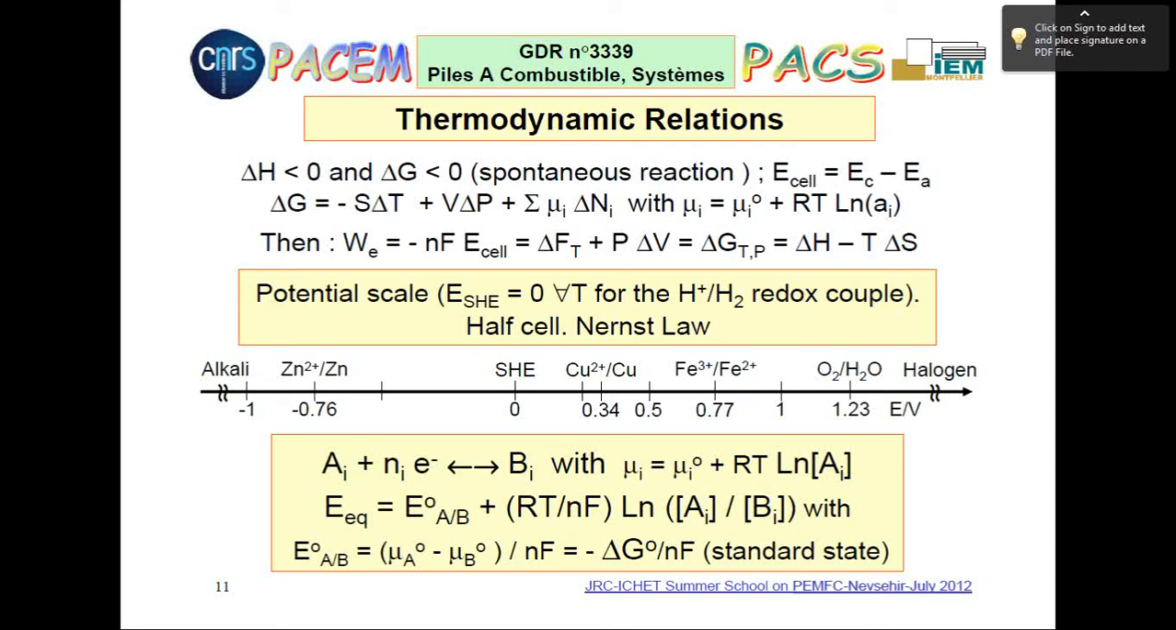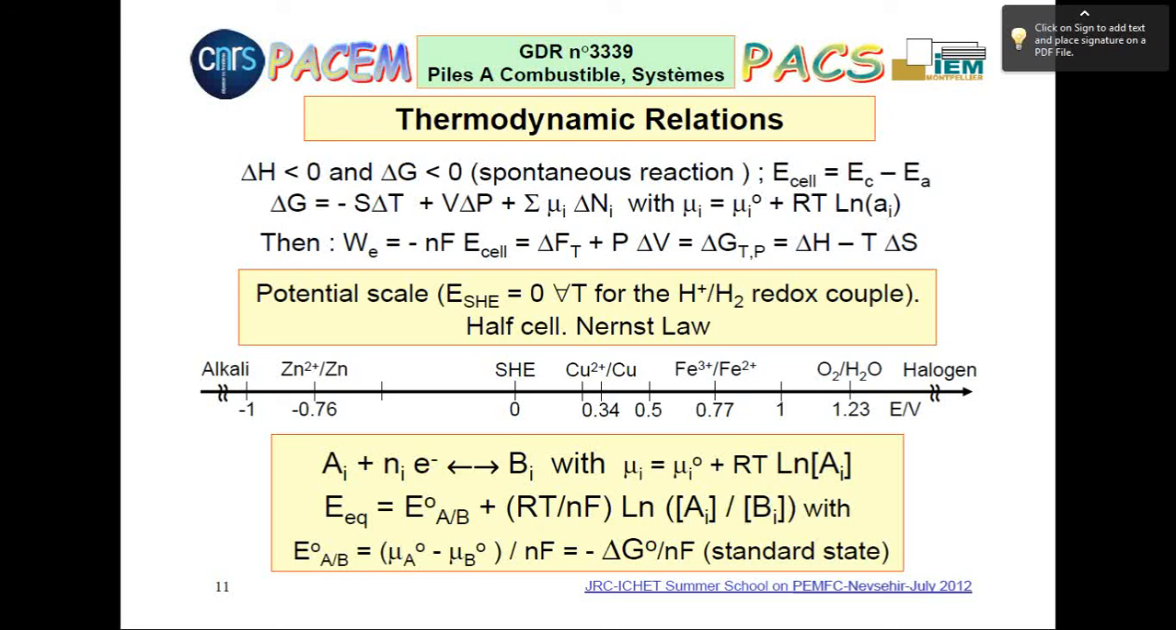And then you have the scale. By definition, the standard hydrogen electrode is 0, and if you have a positive electrode potential, it means you have an oxidant. For example, oxygen is an oxidant. And if you have a negative electrode potential, you have reducing species. For example, zinc 2 plus can be reduced. Zinc in the oxidized state has a potential more negative than hydrogen.